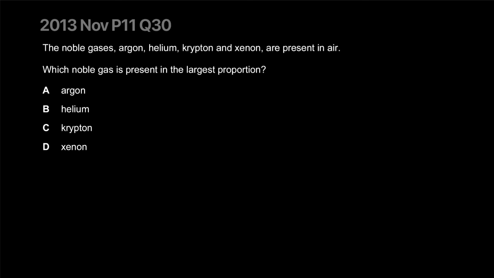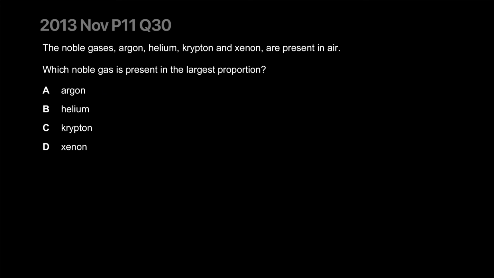The noble gases argon, helium, krypton, and xenon are present in air. Which noble gas is present in the largest proportion? And yeah, I understand why this was a challenging question. Argon would have been my choice as well. It's more of a memory thing, like you had to know. When we're looking at the composition of air, we barely talk about the amount of noble gases present, we just say there's a very slight portion of noble gases there. But yeah, argon is there.